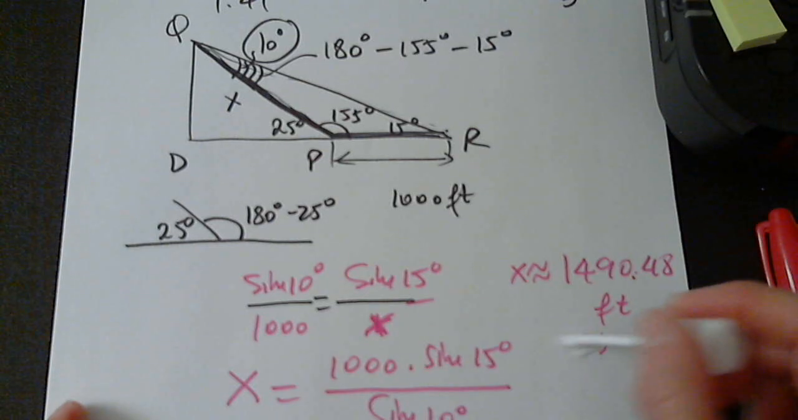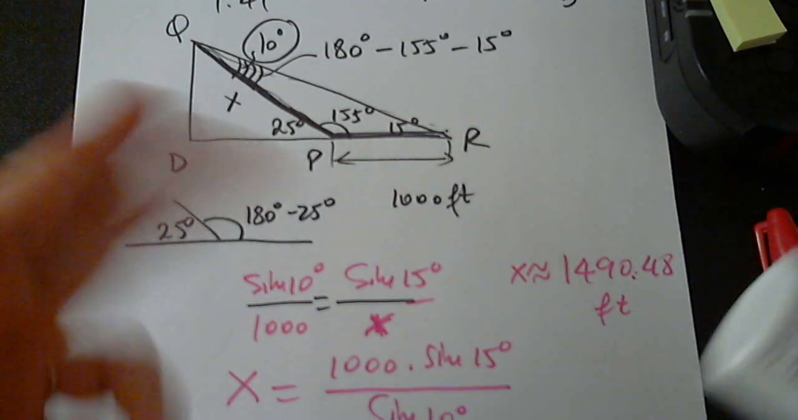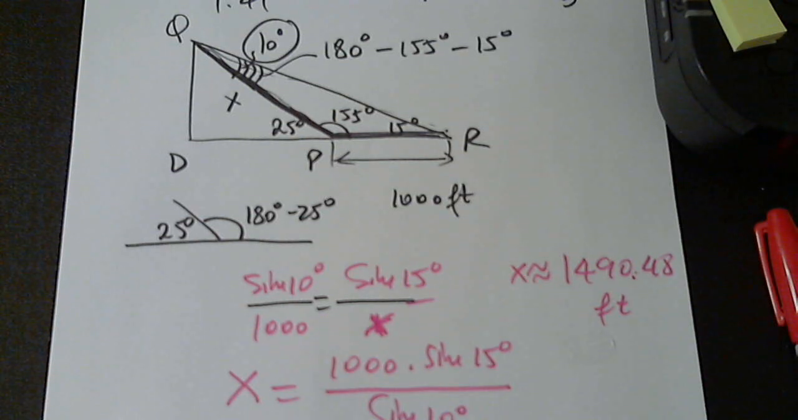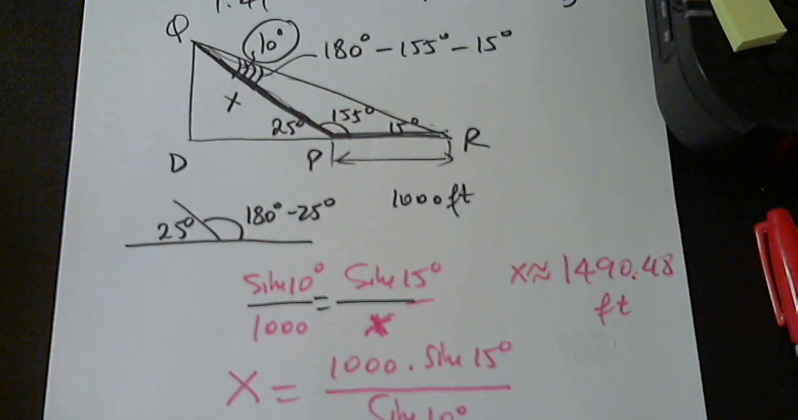How did we do this? We determined two angles, and then simply used the law of sines to determine this side. Any questions on this? Thank you for helping, Blake. Okay, so if you don't have any questions, I'd like to look at law of cosines.